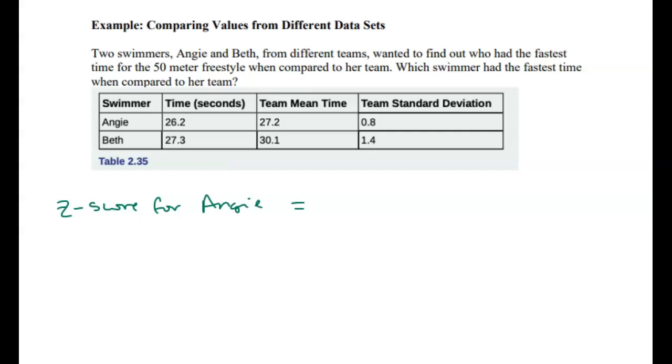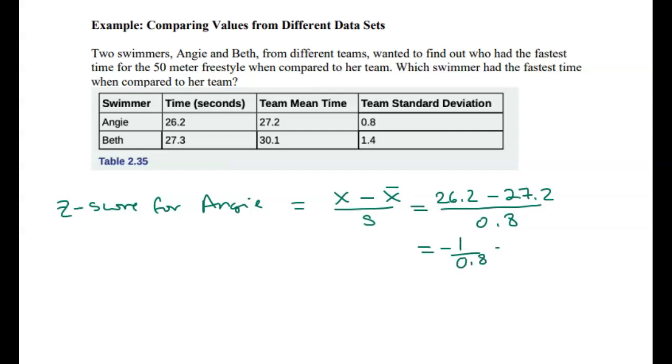So the z-score is her time minus the mean of her team divided by the standard deviation. So her time is 26.2 minus the average team time, divided by the standard deviation. So this gives me -1 divided by 0.8. This gives me -1.25.